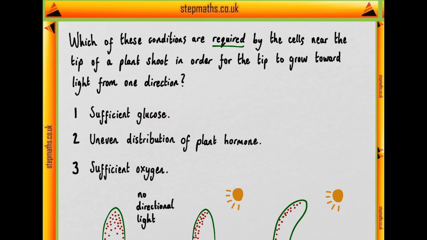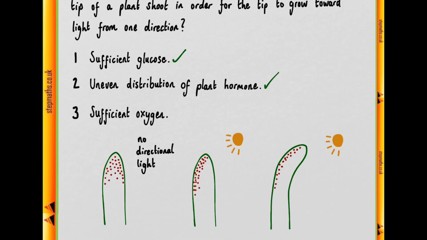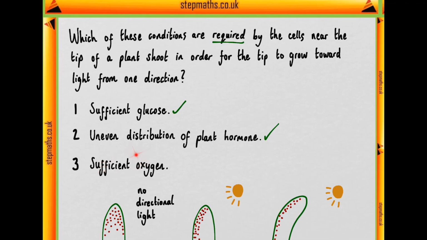So sufficient glucose, well, that will be required for respiration, so that's correct. Uneven distribution of plant hormone, as we see, is a key driver of phototropism, and sufficient oxygen is required for aerobic respiration, which is what these plants will need to carry out. In the absence of glucose and in the absence of oxygen, there'll be no growth at all, let alone any growth in a phototropic direction.